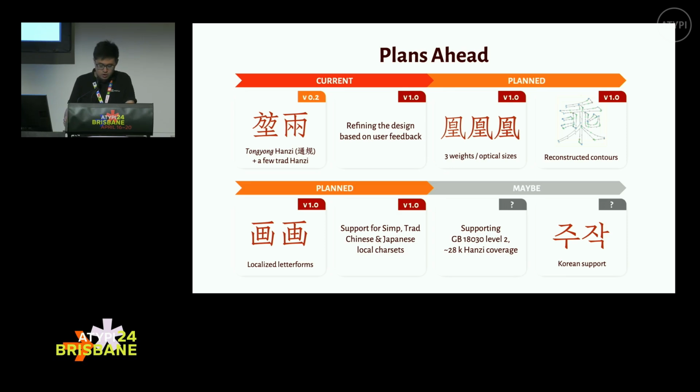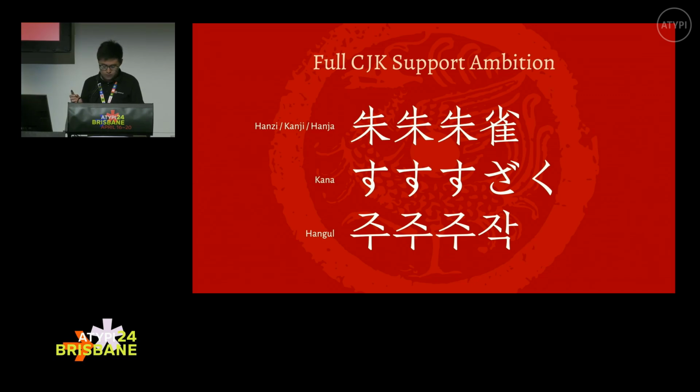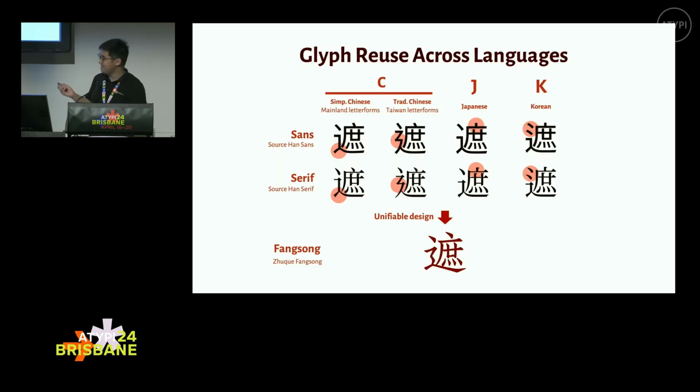In the further future, we hope to cover a wider range of Chinese characters and extend Zhuque's support to Korean, featuring a brand new Hangul design. Yes, we have an ambition to fully support CJK typographic requirements, supporting all these scripts, including Chinese characters, Japanese kana, and Korean Hangul. Here we see a slide looking pretty similar to the one Mingyong mentioned earlier this morning.